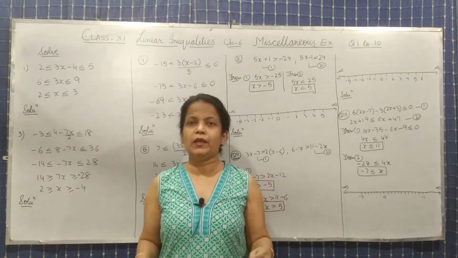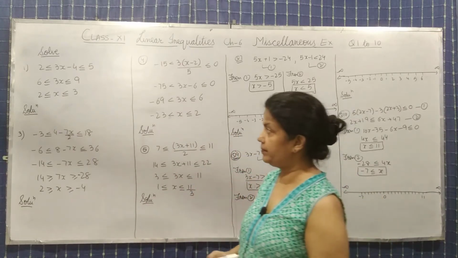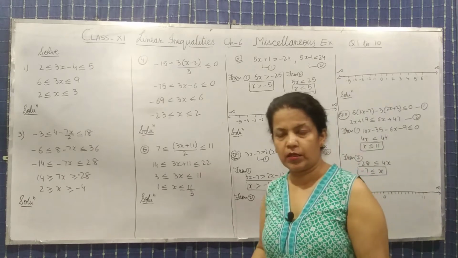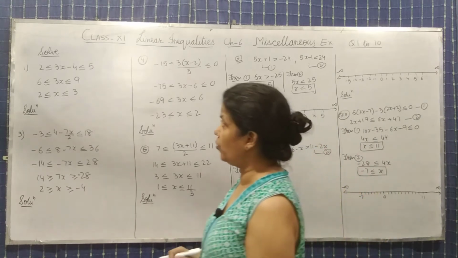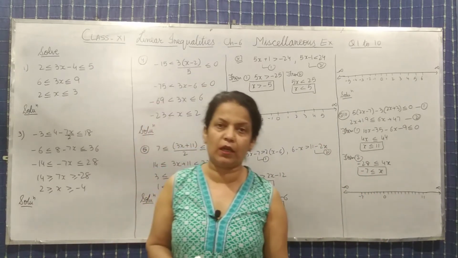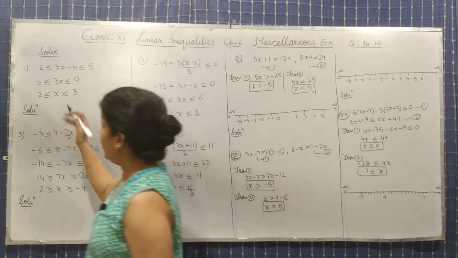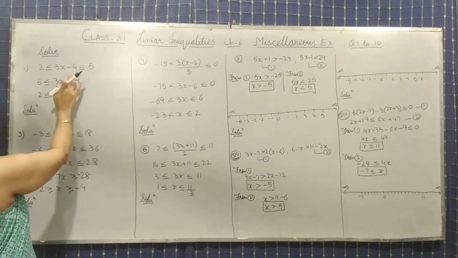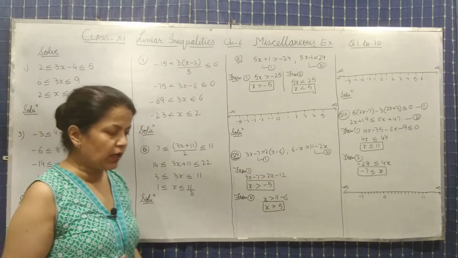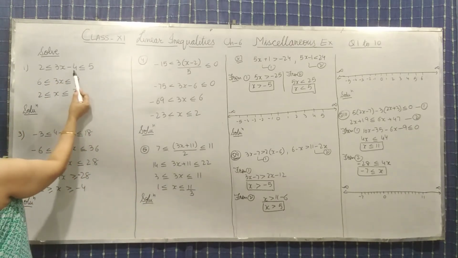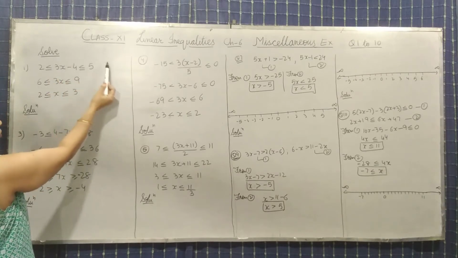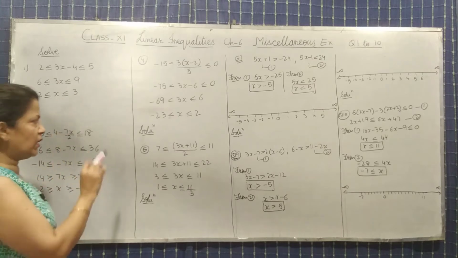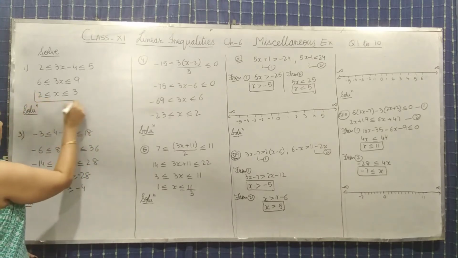Welcome back with the miscellaneous exercise. From question 1 to 6, you have to solve these linear inequalities. So, first question, in the linear inequality, while solving it, you will shift the constant term on both sides of the inequality, and after solving it you are getting this value.